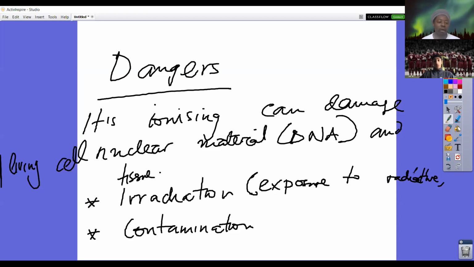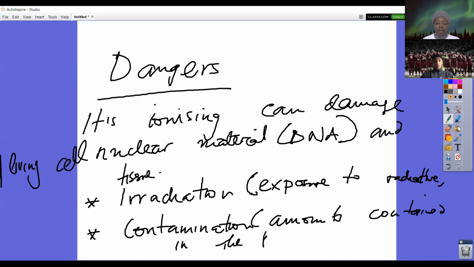Contamination is like, now I go and have a cup of tea. I didn't realize that instead of a sugar cube, I've actually put a radioactive material in and I've drunk it. So now I'm contaminated because I've got amounts contained in the bulk of my body. So irradiation is not as dangerous as contamination. Contamination oftentimes is lethal. For irradiation to be lethal, you have to be exposed to high doses of radiation.